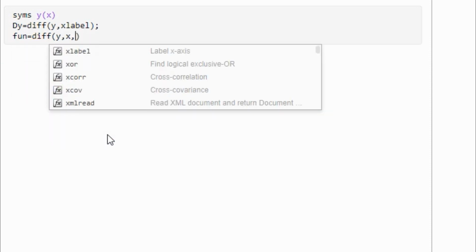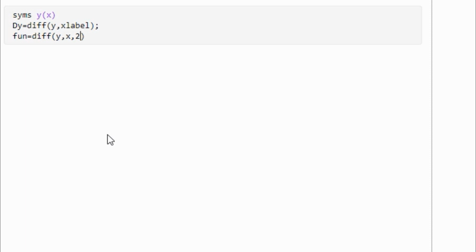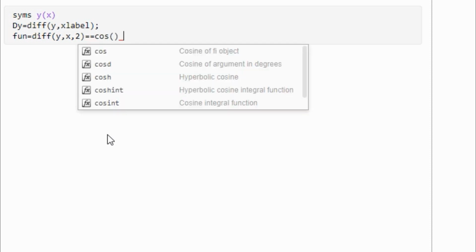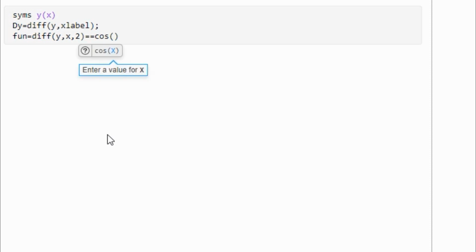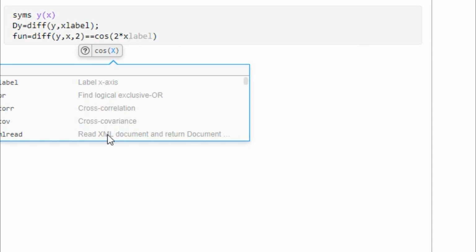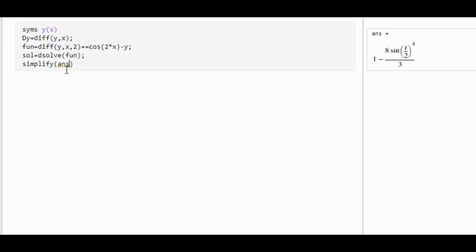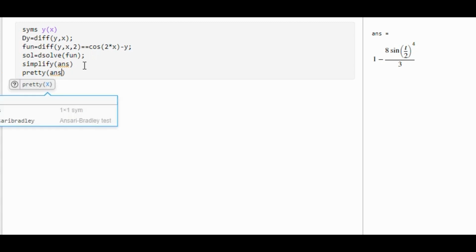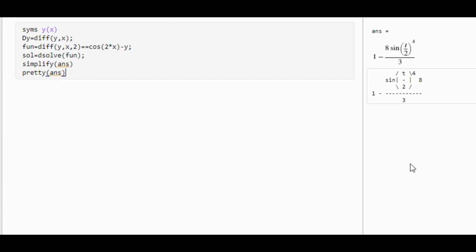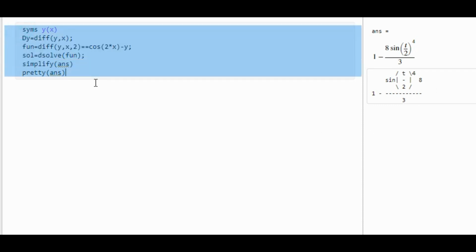Fun is equal to diff of y comma x comma 2, the same code we are typing over here that we have studied in the previous slide. It is equal to cos, and inside the parenthesis you will write 2x, 2 multiplied by x. Now you can write solve is equal to dsolve inside the function, simplified function. So this is your required answer.